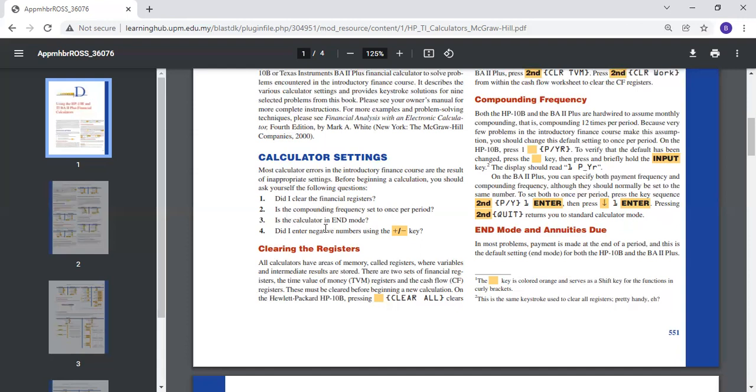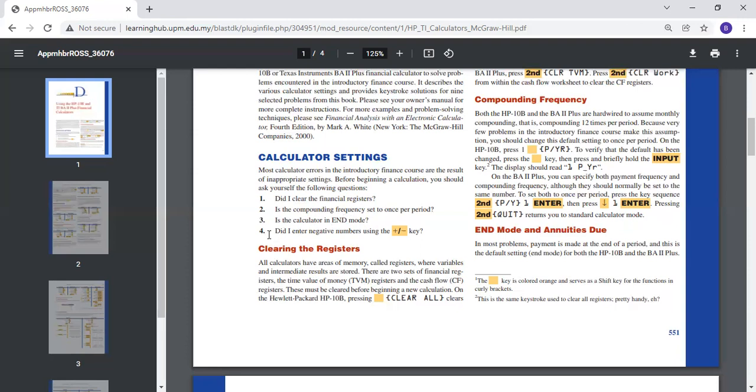Is the calculator in the end mode? Very important. By default, the financial calculator is in the end mode, but you can also change it to beginning mode. Now, when you change to beginning mode, it will give you a wrong answer. So when you are doing the calculation, always ensure that the calculator is in the end mode. Then your answer will be right.